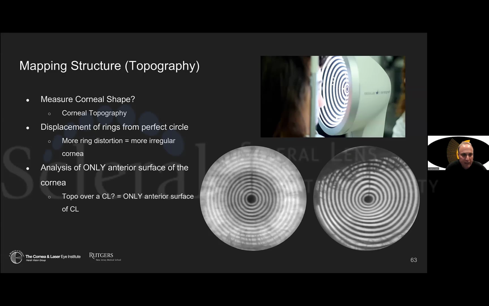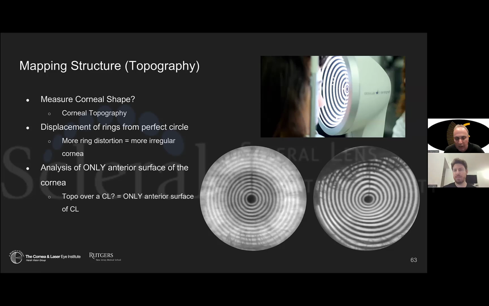So now I'm going to let our good friend John take over and share with you tremendously interesting information pertaining to the use of these lenses. John? Perfect. Awesome. Thanks, Barry.